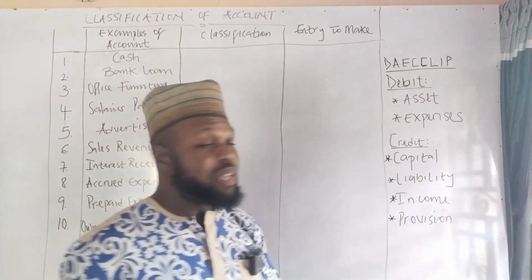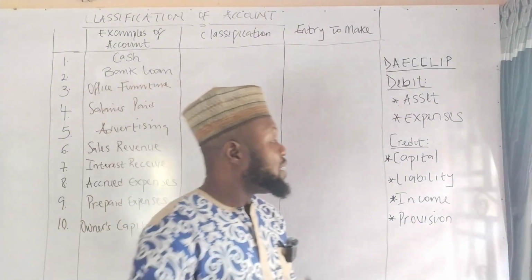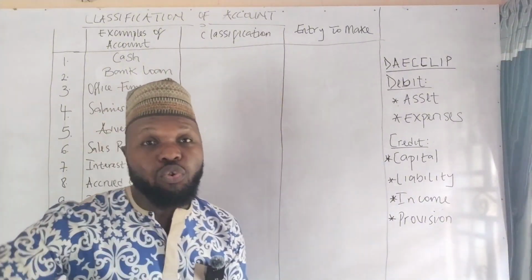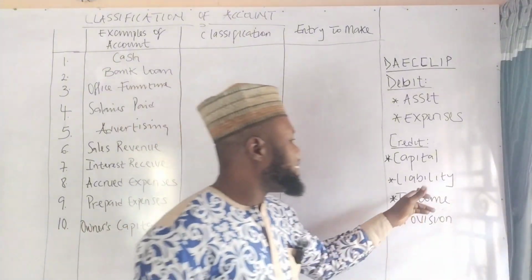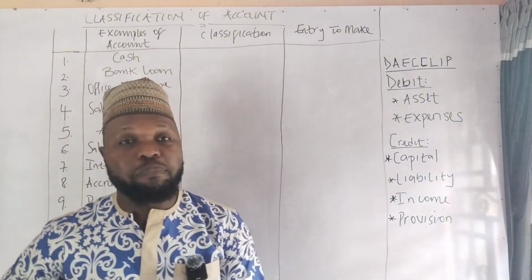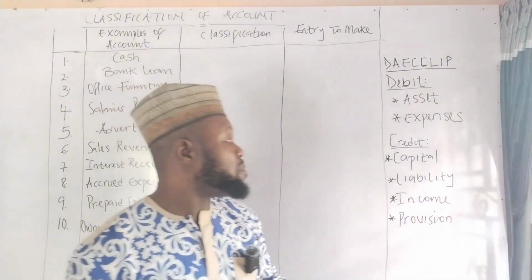Now, what do you mean by liability? Liability simply means the money you owe. For instance, you collect a particular amount of money from the bank and you are going to pay back that money. It is a liability on your business. What about income? Income simply means the money you earn or the money you receive. It is as simple as that.